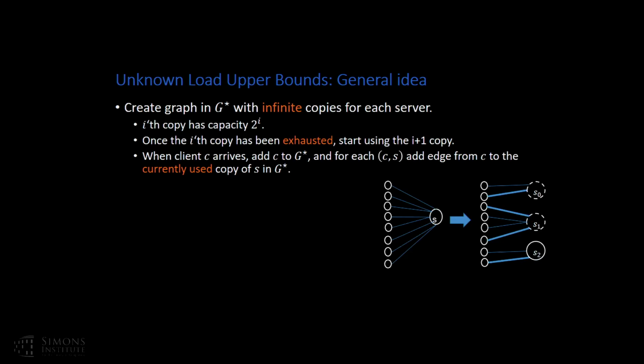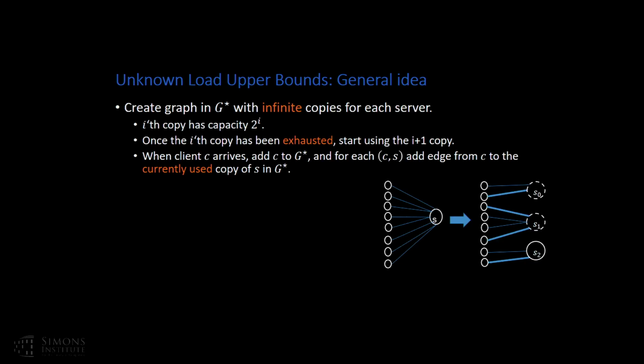A more complicated case is trying to take a solution for the known case and create from this a solution for the unknown case. This was a little bit more technically involved, and I'll try to give a sense of what happens. We're going to create a graph with infinite copies of each server. Of course, we don't maintain infinite copies, but just the concept. The ith copy has capacity 2 to the i. And once the ith copy has been exhausted, we start using the i plus 1th copy. So let's say this copy has been exhausted because it already has one edge matched to it. We have 2 edges over here matched to S1, and now S2 is being used. This is currently the copy that's being used.